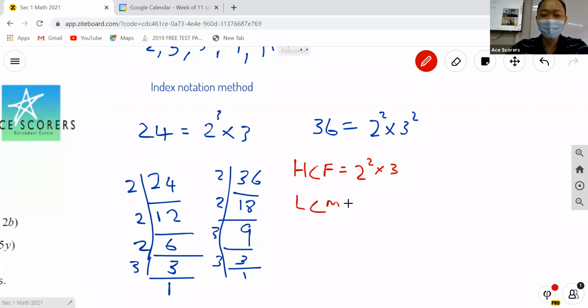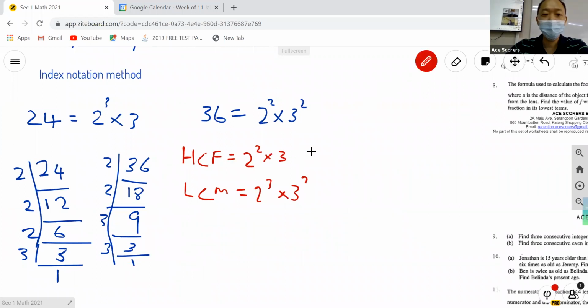LCM. How do we find the LCM? We take the highest power. What's the highest power between 2 cubed and 2 squared? 2 cubed, so take 2 cubed. And what is the higher power for 3? 3 squared. Then you evaluate this. The HCF is 2 squared times 3, which is 4 times 3, 12. The LCM is 8 times 9, which is 72. So the highest common factor is 12, and the lowest common multiple is 72.